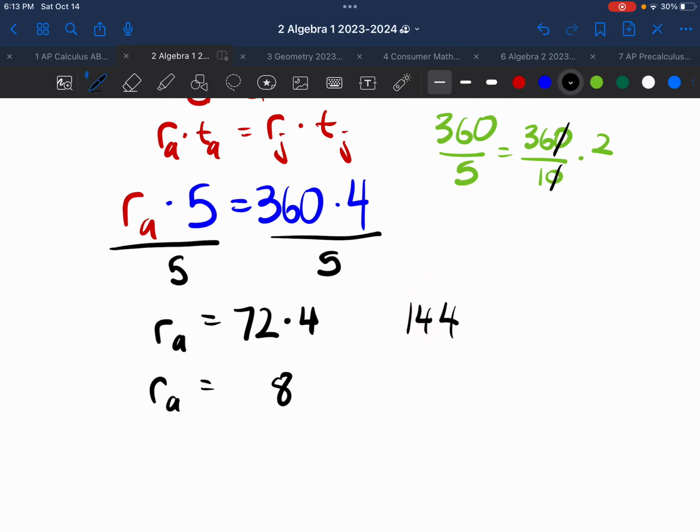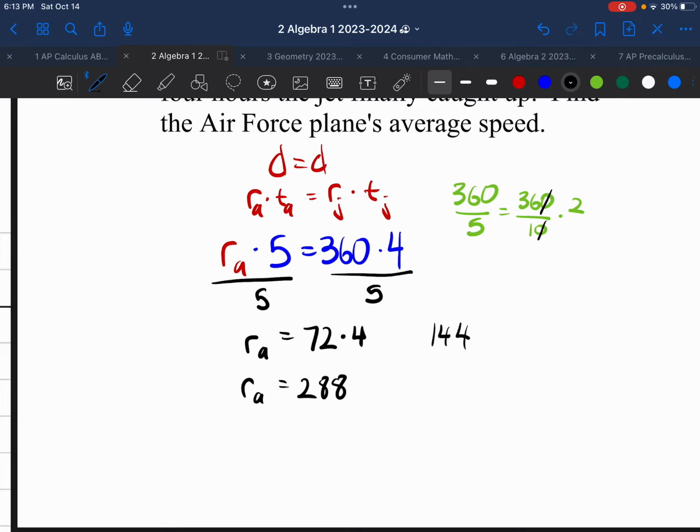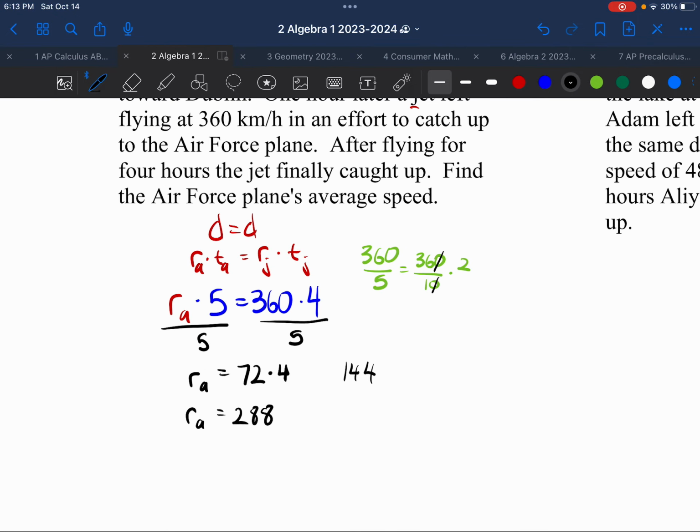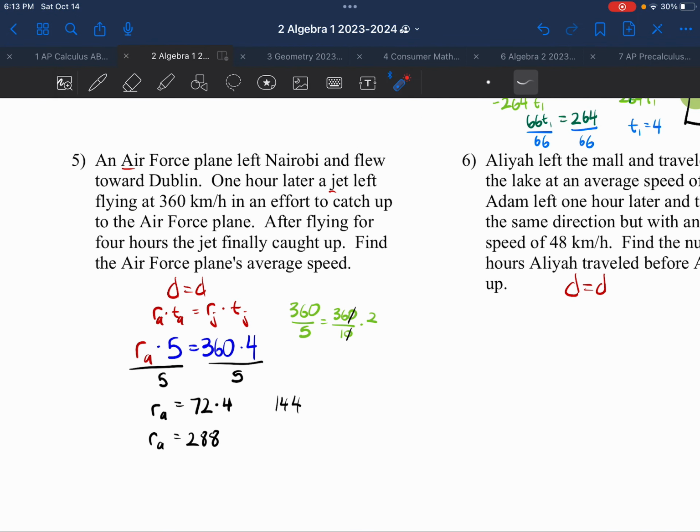Double 4, you get 8. Double the 1, you get a 2. And the answer should be 288. 288 what? So again, we were looking for the Air Force plane's average speed. And what is speed measured in this problem? It says this rate up here was the speed of kilometers per hour. So this should be 288 kilometers per hour. My final answer is going to be 288 kilometers per hour.